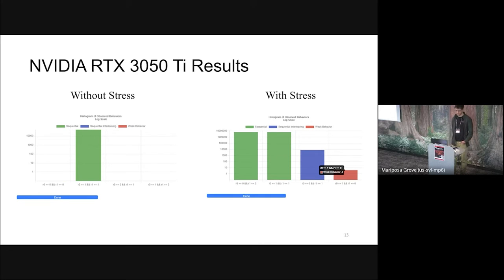Here's some other results, some NVIDIA results. So you can see that there's even more extreme difference between the without stress and stress versions. Without stress, you saw almost no behaviors besides that kind of sequentially consistent behavior. And then you see some weak behaviors with that kind of default stress setting. But again, the takeaway here is that you need stress in a lot of scenarios to actually see these weak behaviors, and that the profiles of these behaviors vary a lot depending on what device you're running on and what vendor that is.